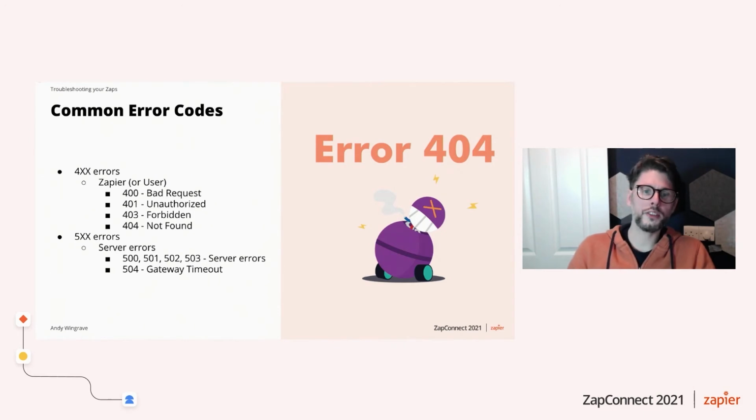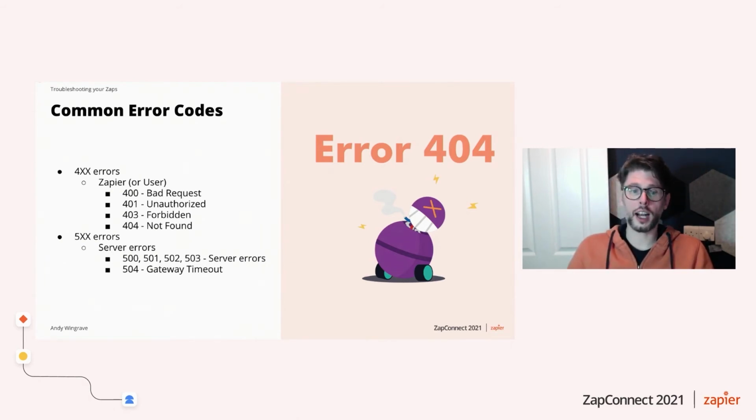401 tells us that we need to reauthorize our application, whilst 403 tells us that our account is connected properly, but we're not permitted to perform the action we're trying to perform. Finally, 404 is probably the most ubiquitous error that you come across because it's on many websites, and it tells us that the item that we're looking for doesn't exist.